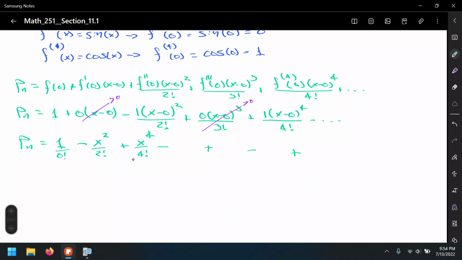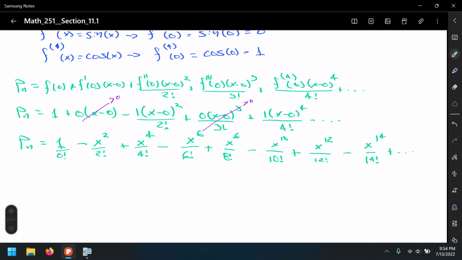Also look at the denominator, 0 factorial, 2 factorial, 4 factorial. Do you see the pattern here? Isn't it the factorial of even numbers? How about 6 factorial, 8 factorial, 10 factorial, 12 factorial, 14 factorial, and so on and so forth. And x likewise, the same values, the same powers as in the factorials. Alright, so this would be the polynomial for cosine.